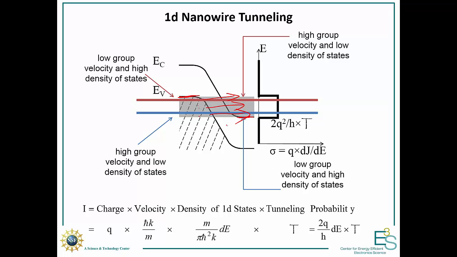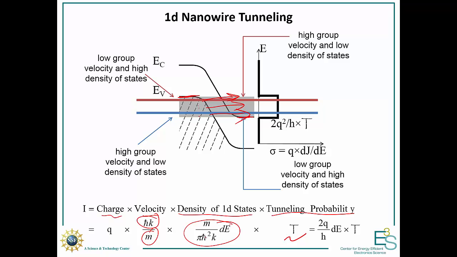And so then what our current will be given by is just the charge times the velocity times the density of states. And then we have this barrier in the way, and so we have to multiply it by a tunneling probability. So if we do that, we can take our velocity to be the momentum divided by the mass, so ħk over m. And then we do the 1D density of states, that's given by this. And then for now, we'll just call our tunneling probability some factor T.